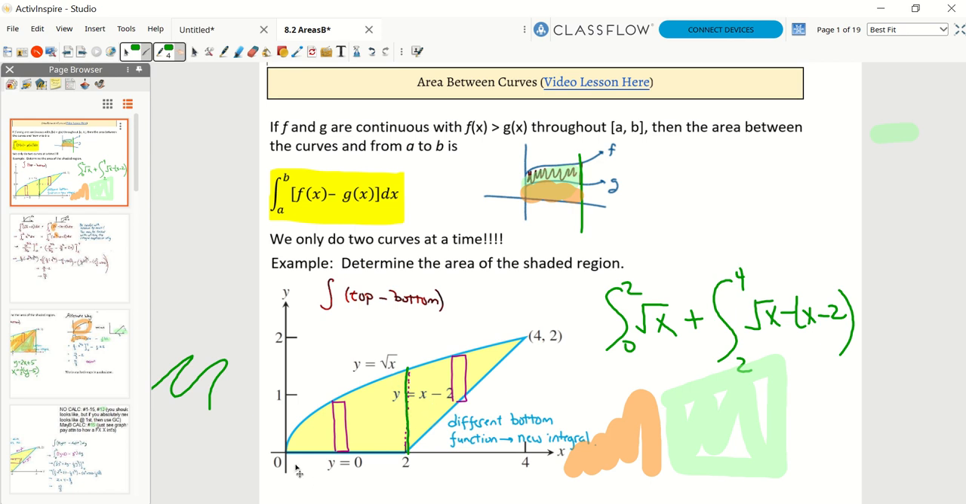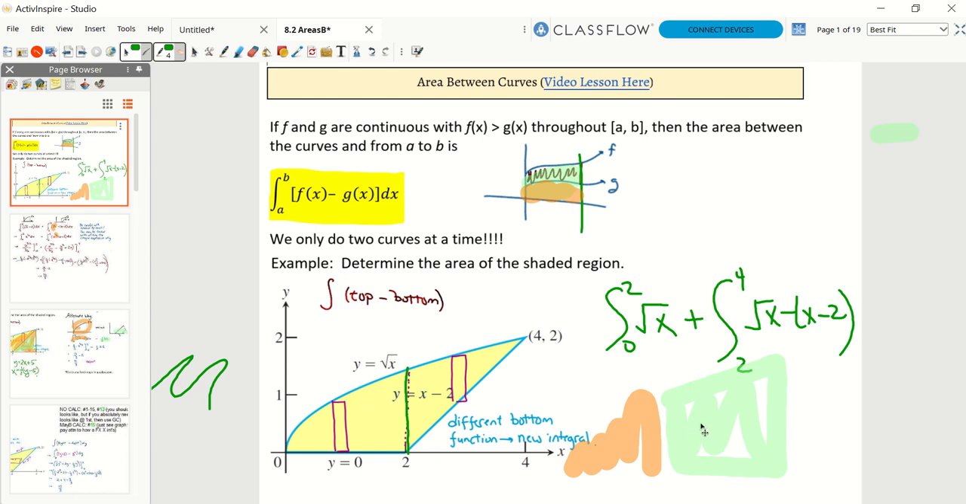So the left yellow area, from 0 to 2, is going to be represented by this integral right here. This integral represents, from 0 to 2 x values, the area bounded between this function, which is y equals root x, and the x-axis. Okay, so that's the yellow right here.